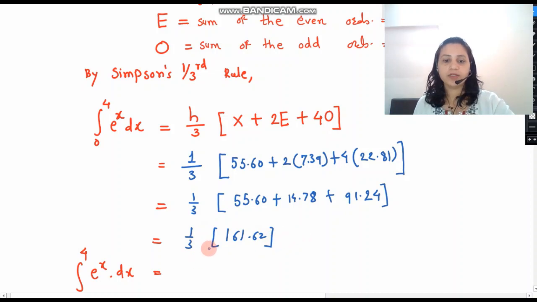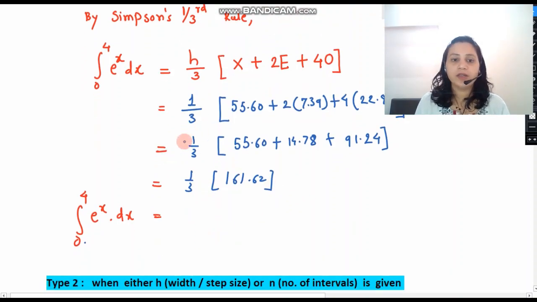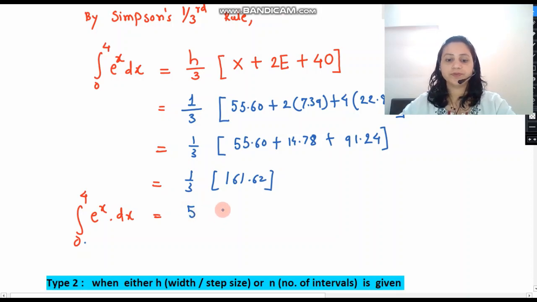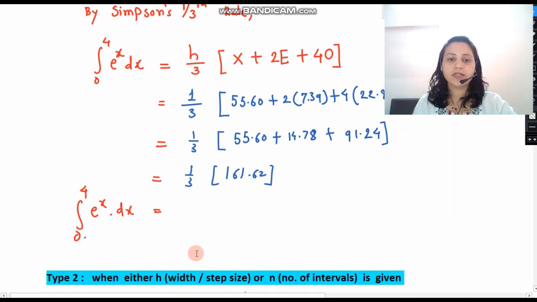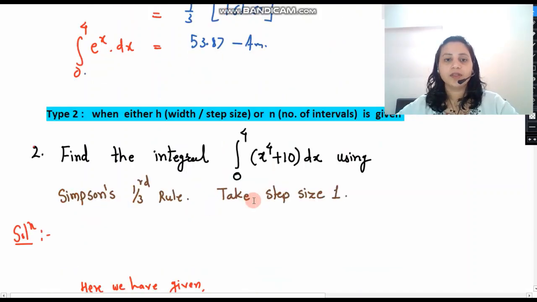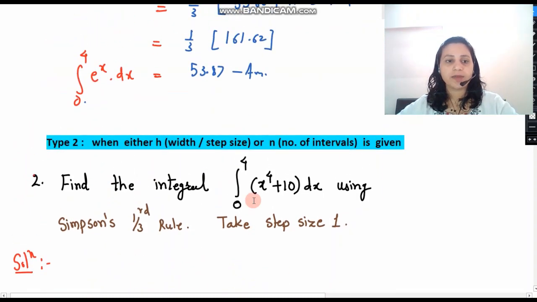So divided by 3, the last answer is 53.87, right? So this is the last answer. Now we move towards the next example, which is from the second type.